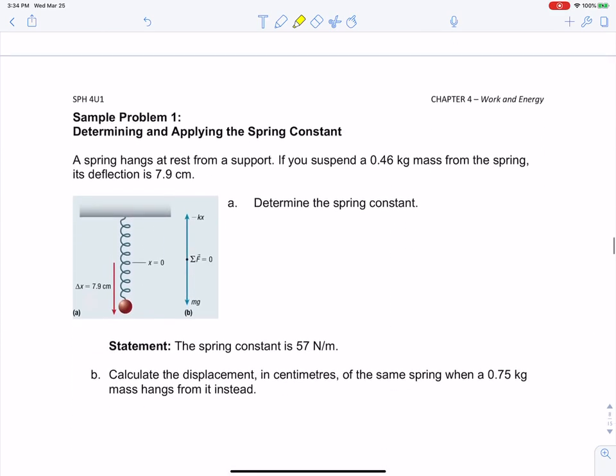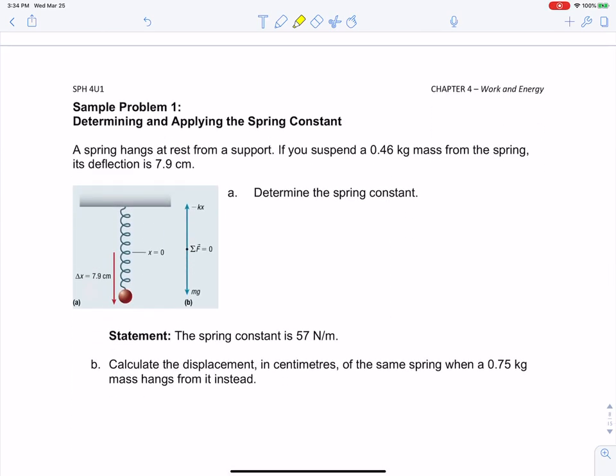Let's try a sample problem. Let's determine the spring constant for a spring. Here we have a mass that is 0.46 kilograms, and it's suspended from the spring. As a result, the spring is stretched a displacement of delta X equals 7.9 centimeters. In order to determine the spring constant, let's examine the forces acting on the object.